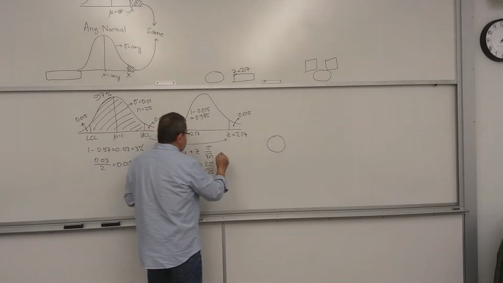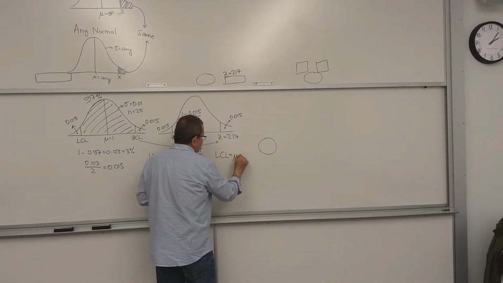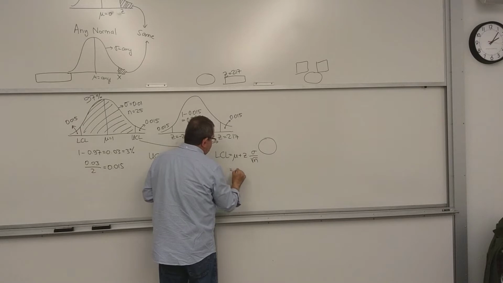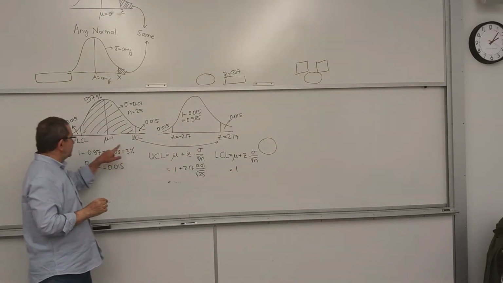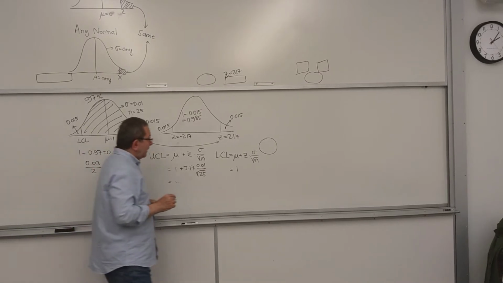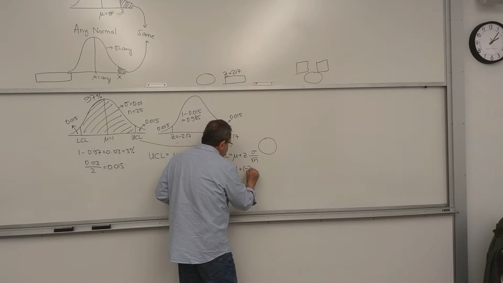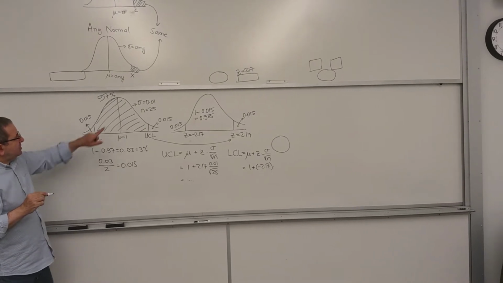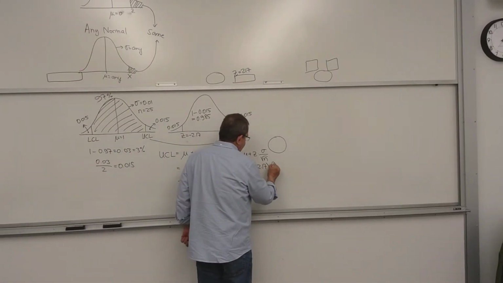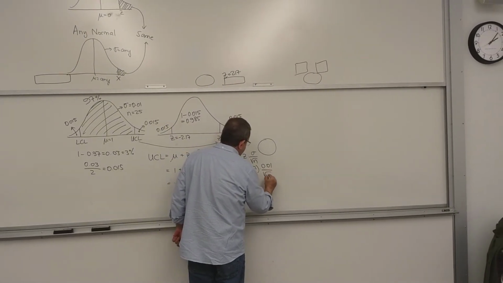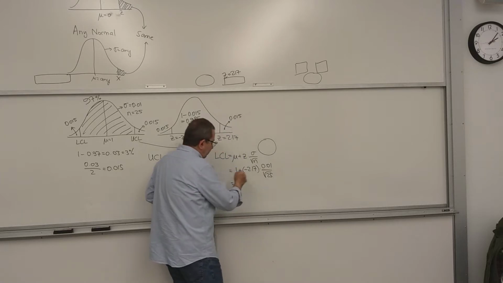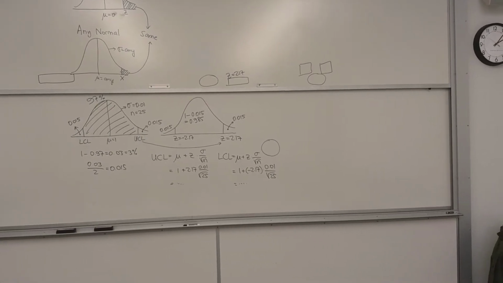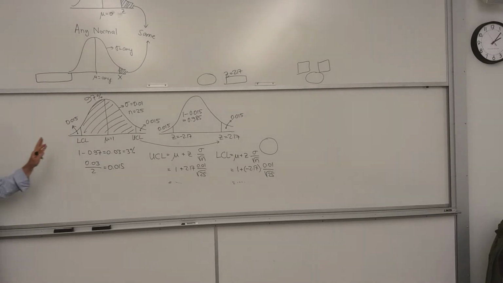So let's use the same formula, lower control limit, mu plus Z times sigma over square root of n. Mu is 1, given. Plus minus 2.17 times sigma is 0.01 divided by square root of 25, and whatever this is. Okay? So, does this make sense to everybody? Any questions?